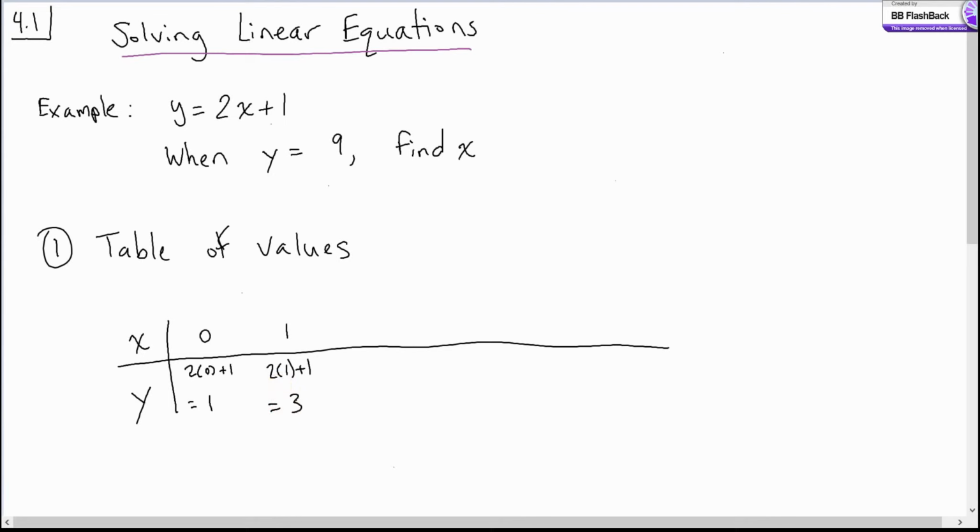So we're trying to figure out when y is equal to 9. We have 1, 3, we're going to have to keep going a bit further to get to 9. So x is equal to 2. 2 times 2 plus 1, that's 4 plus 1 is equal to 5. Not what we're looking for, not 5, we're looking for 9, so we've got to keep going. 2 times 3 plus 1, 6 plus 1 is 7. We're getting close. 2 times 4 plus 1, 9. That is what we're looking for.